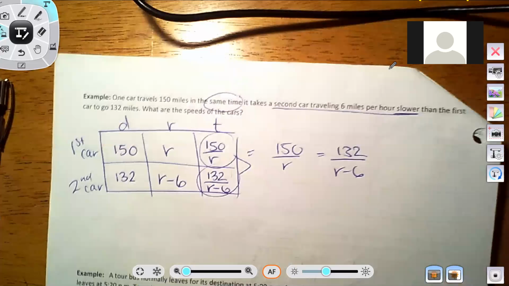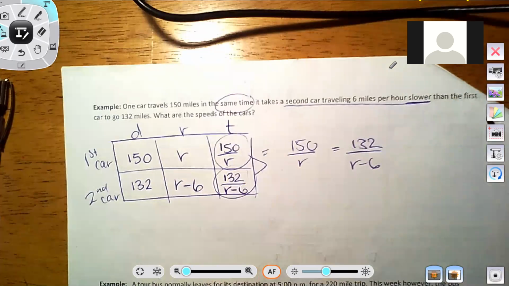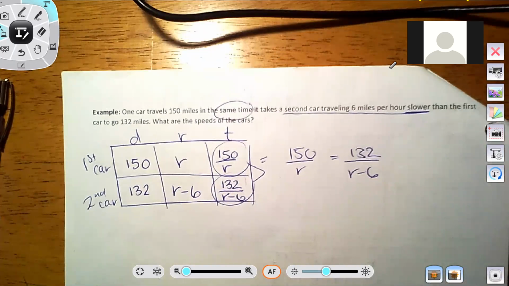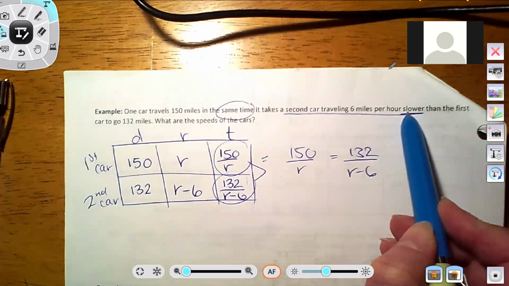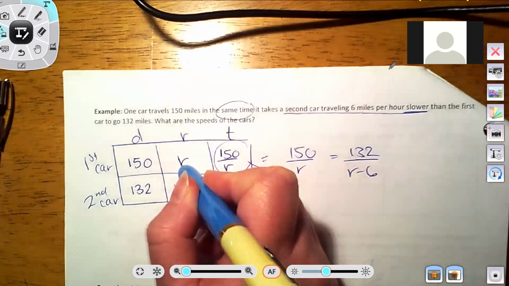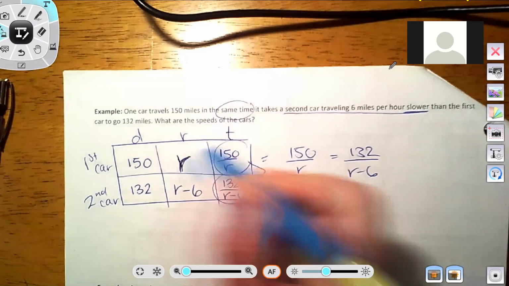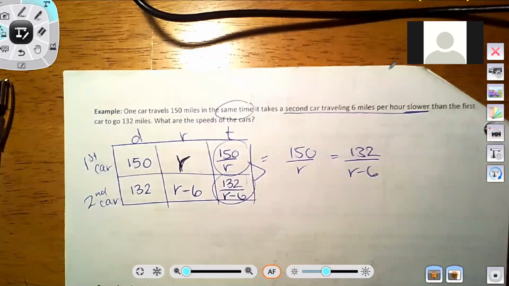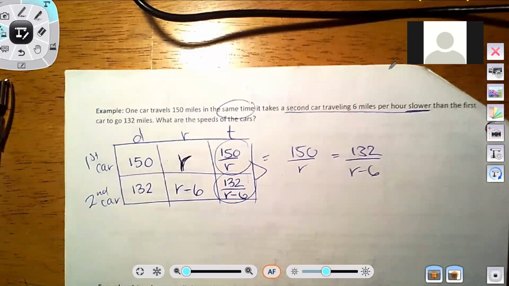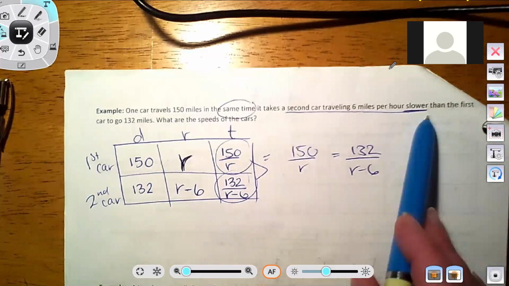This is another example of it being the same amount of time, so it's pretty similar to one of the other examples I gave. The difference here is that we don't have a rate of a current affecting both directions. It just has the second car is traveling 6 miles per hour slower than the first. So if R is the first car's speed, then 6 miles slower would be R minus 6 for the second car. And so it's a slightly different setup in terms of the rate because it's only affecting one of the vehicles.